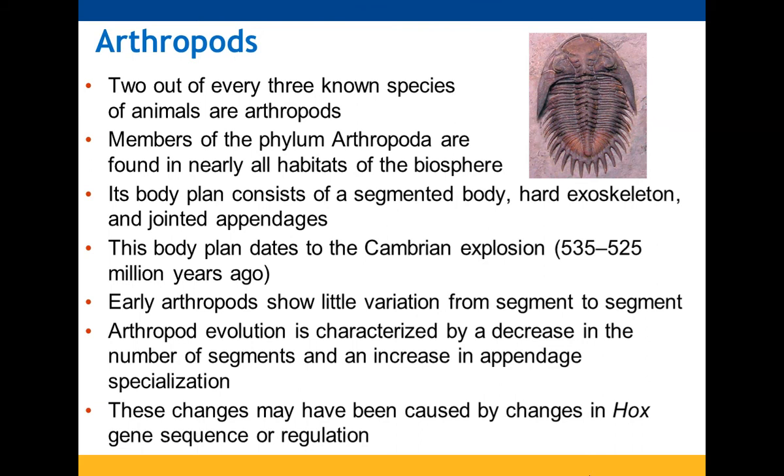They show little variation between their segments, especially the early ones. As they have evolved, there has been a reduction in those segments and more of an increase in their appendages being specialized. And it's thought perhaps that the gene changes that have occurred are due to changes either specifically in those sequences of Hox genes or more likely in their regulation.